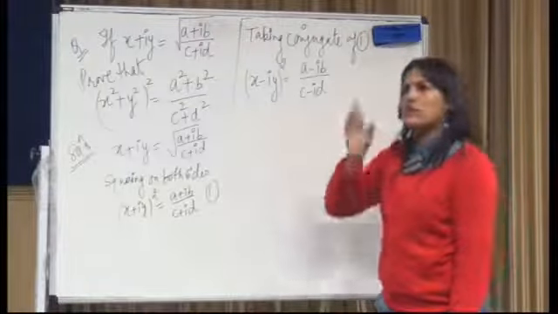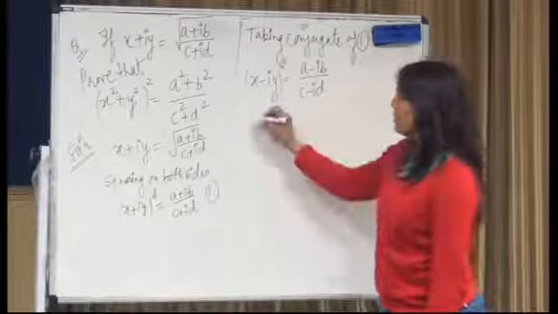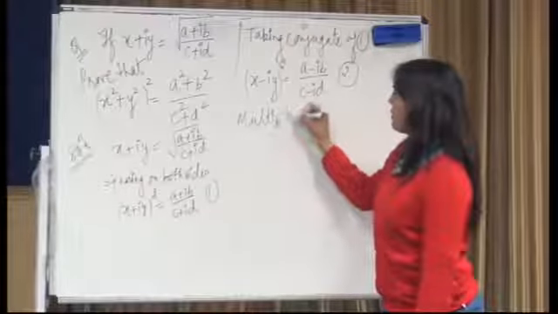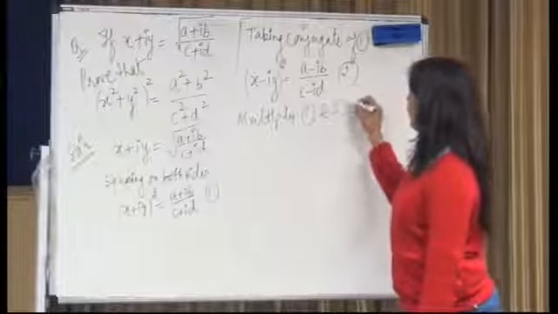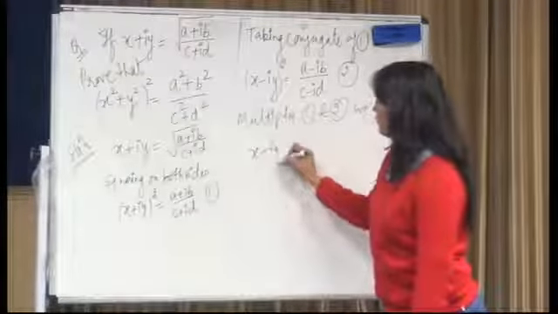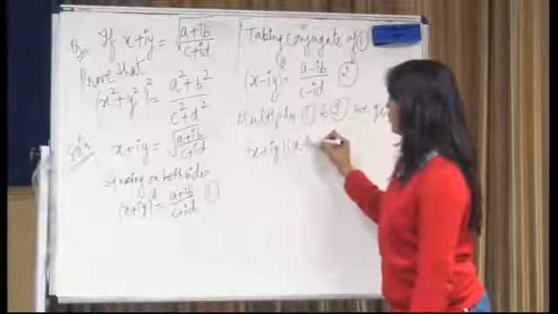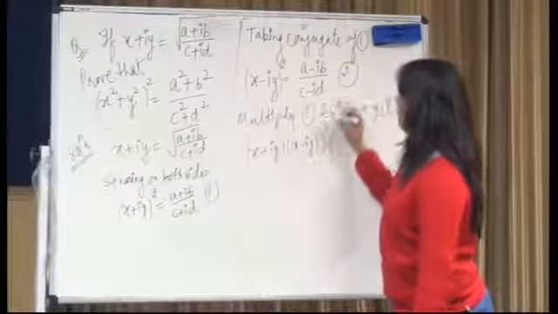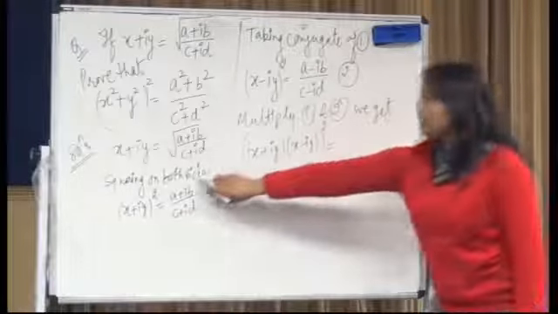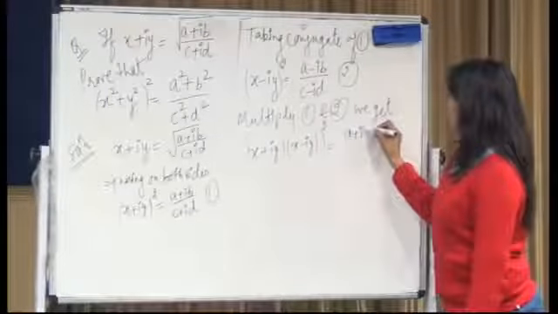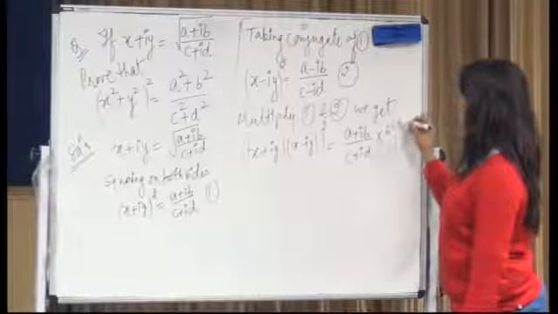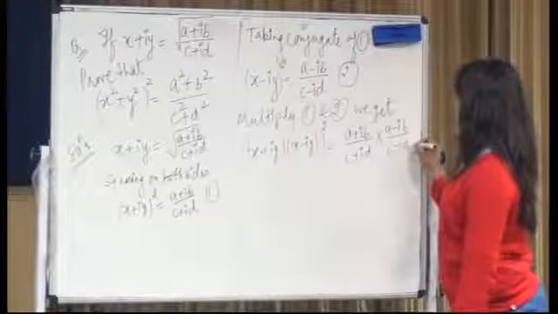So RHS with RHS and LHS with LHS we will multiply. So multiply 1 and 2, we get... I can combine also, if powers are same, so I can combine. Okay, and this side a plus iota b upon c plus iota d, a minus iota b upon c minus iota d.